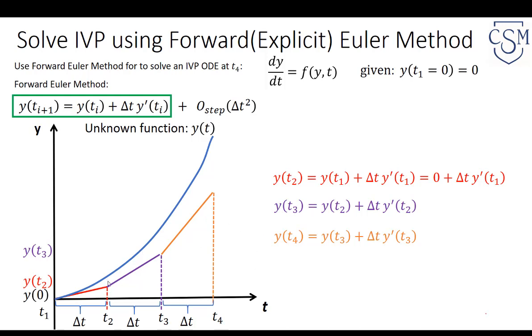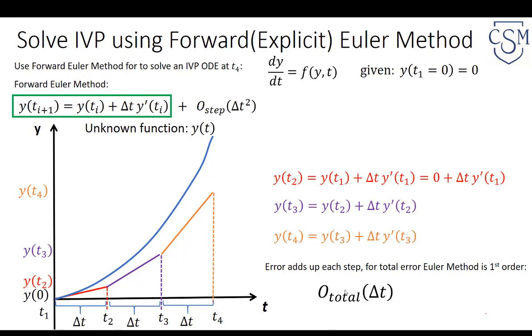What you can see here is that while we had an initial guess that was pretty close, as we proceeded, the errors of each step added up. So we had an initial small error here, but in this second step our errors get a little bigger, and in the third step our errors get bigger still. Remember, for each step the error is of order delta t squared, but when we add all of these steps up to get the final value of y at t4, we're actually of order delta t. So this is a first order accurate method.